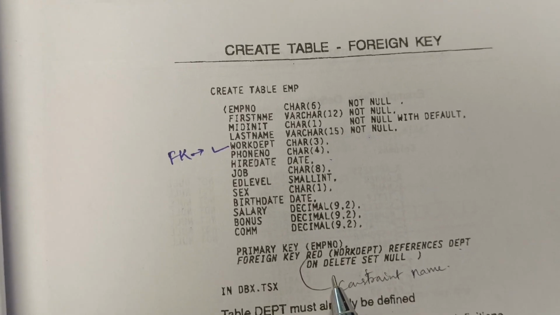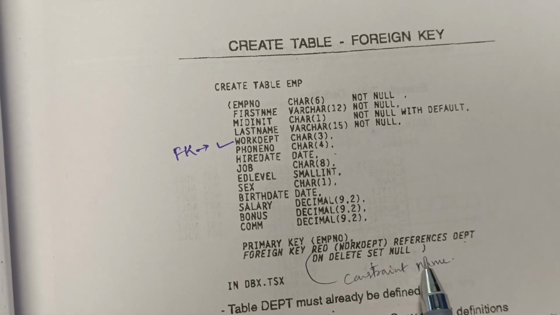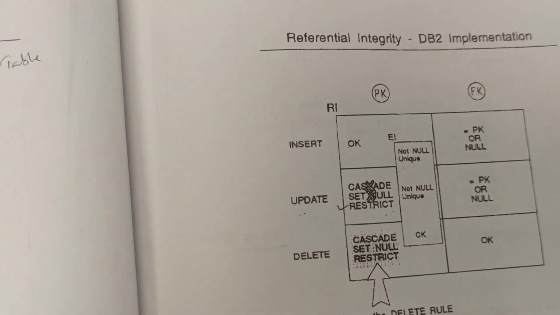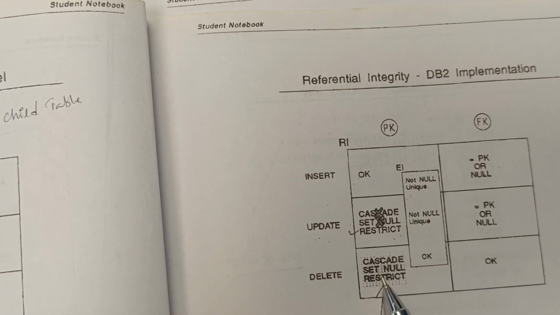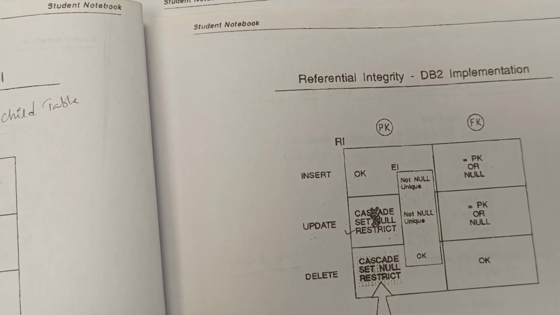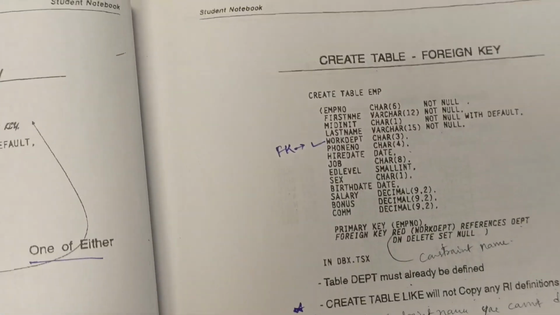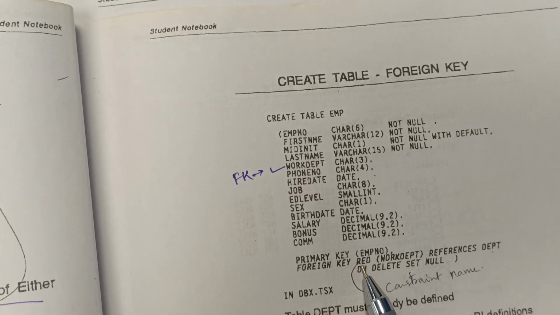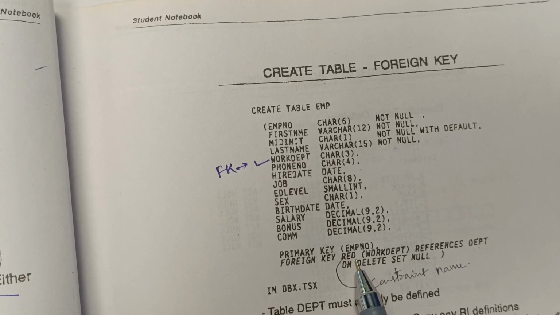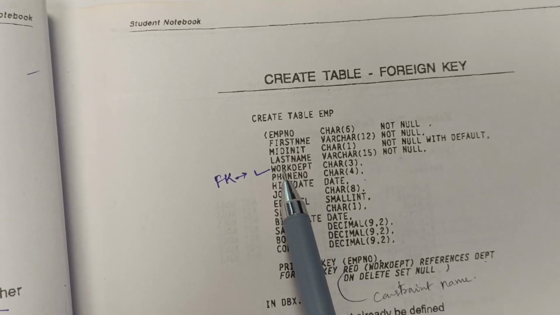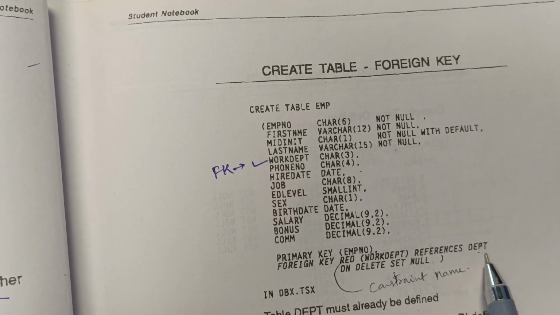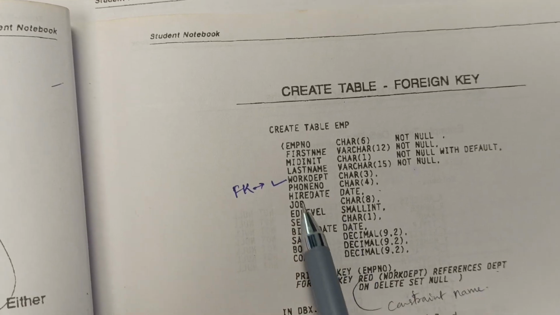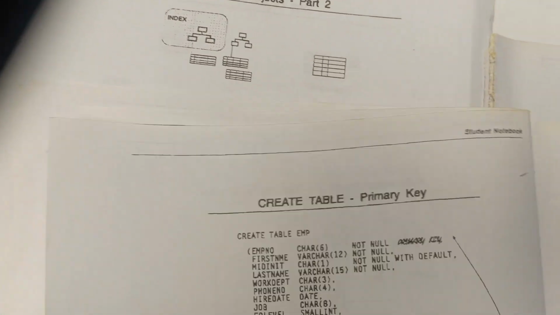And on delete. See friends, I am using on delete set null here. Earlier I told that while deleting, we have three types: cascade, set null, restrict. And in this concept, I am going to mention this is a foreign key. Red means this is the foreign key name, and work department. Whenever I delete, and it references the DEPT table, delete set null means whenever I delete in the parent table, the work department column here.